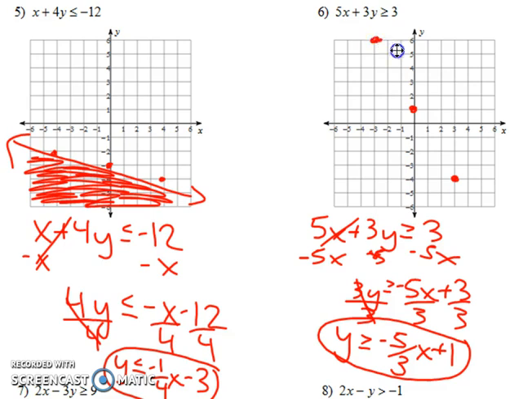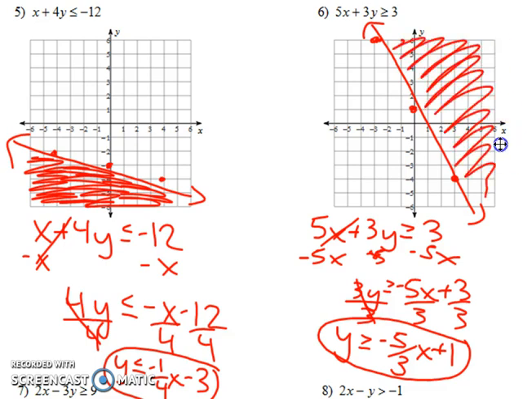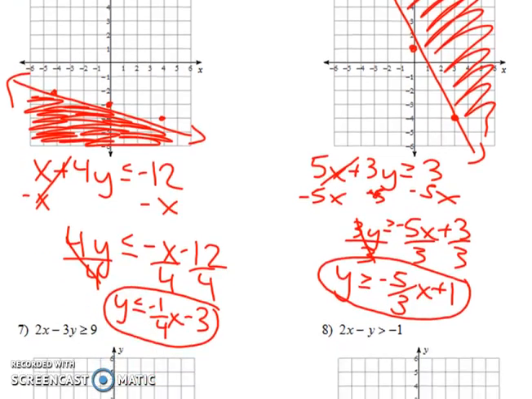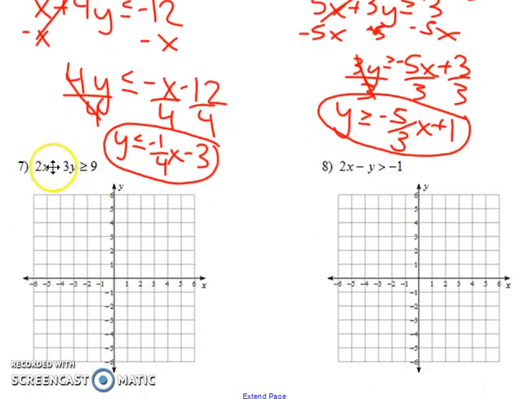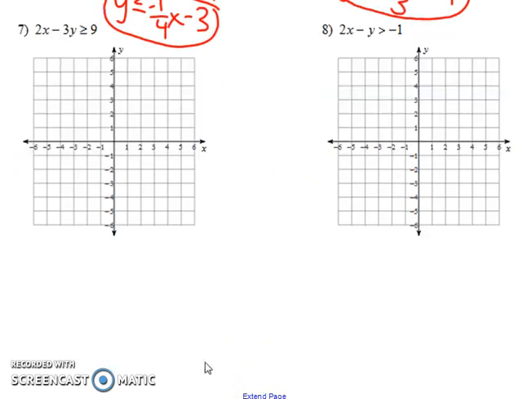Okay, now I need to see if it's solid or dashed, and since this is equal to, it's a solid line. And then I need to see if it is above or below. So this is greater than, so I need to shade above that line. Okay, so this is my solution area. Now 7 and 8 are a little trickier because your y is a negative. So notice both of these are negatives. So we'll see what happens with that.